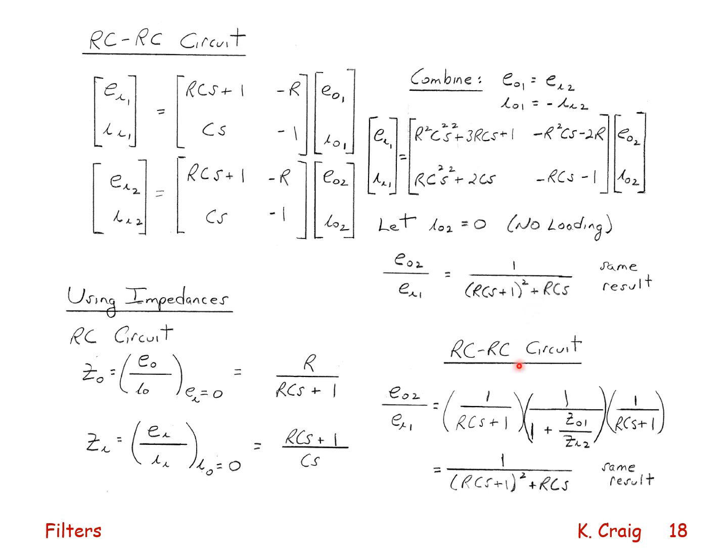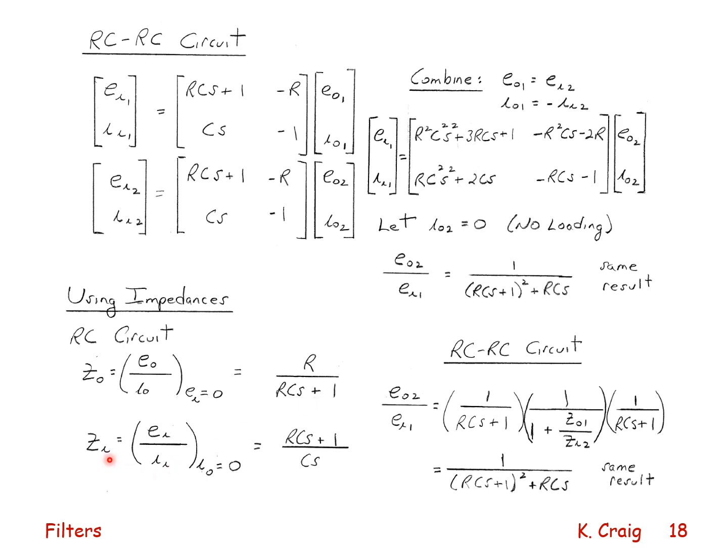Similarly, I know that E out 2 over E in 1, in terms of impedances, is the ideal transfer function for the upstream component times this factor, 1 over 1 plus the output impedance of the upstream divided by the input impedance of the downstream, times the ideal transfer function for the second RC low-pass filter. The output impedance of an RC filter is the output voltage over the output current with the input voltage set to 0. If you solve for that, you get this result.